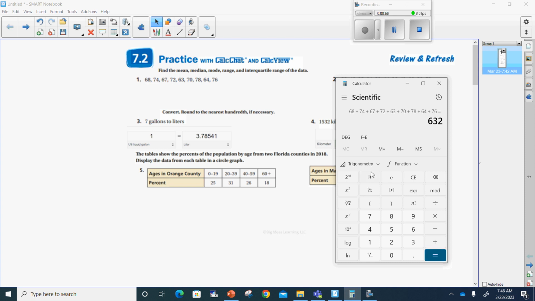And now I'm going to divide it by the total number that there are. I'm going to double check my numbers here. I got 1, 2, 3, 4, 5, 6, 7, 8, 9 numbers. And I'm going to divide this by 9 then. That gives me 70.2. So that tells me 70.2 is going to be my mean.